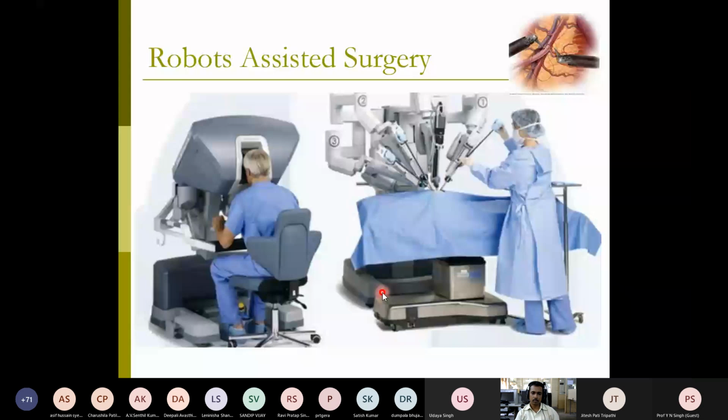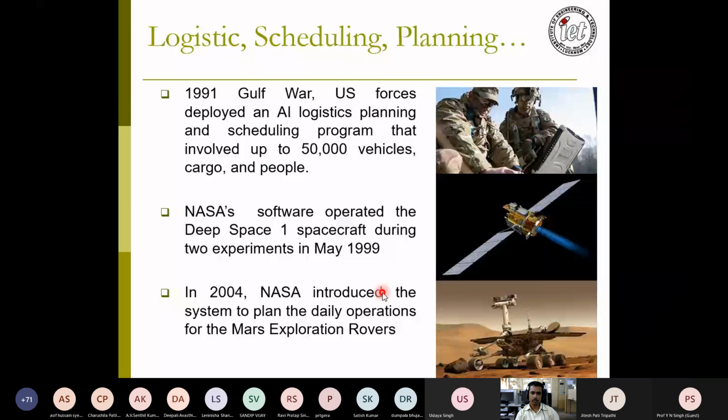And some great application examples are already available in the literature, like in the Gulf War, where the US forces used AI logistic planning and scheduling programs in 1991 to mobilize vehicles, cargo, and people. In the war location, it is very hard to take decisions to mobilize vehicles, cargo, and people to a safer location. So using AI logistic planning and scheduling programs, it was successfully done, and there are some other examples.